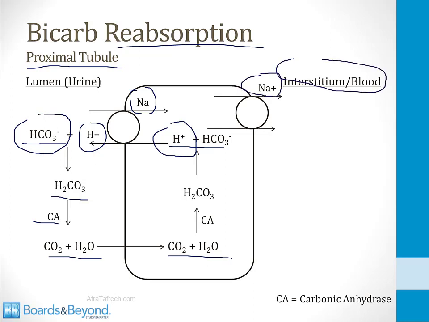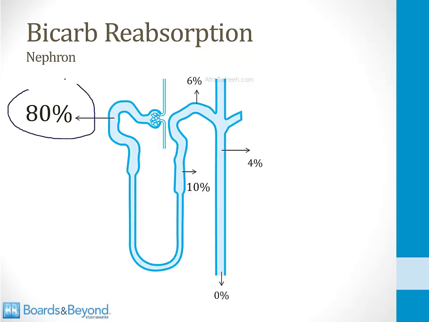What this means is that this entire process has taken filtered bicarbonate and pulled it into the interstitium and blood so that the kidneys are reclaiming all of the filtered bicarbonate. And about 80% of the bicarb reabsorption occurs in the proximal tubule. Smaller amounts occur in the thick ascending limb, the distal tubule, and the collecting duct. And usually you don't excrete any bicarb, you recapture all of your filtered bicarb.